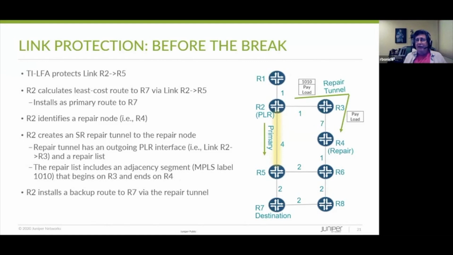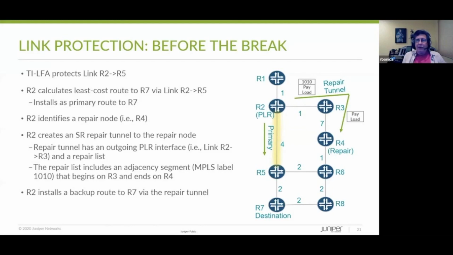Again, R2 calculates the least cost path to R7, and it's going through R2, R5. So it installs that as its primary link. Now, it identifies a repair tunnel. And in this case, it can pick R4 as the repair tunnel, because so long as R2 can get the packet past R3 into R4, R4 can release the packet from the tunnel, and it will get the rest of the way to R7. Notice that this repair tunnel doesn't follow the least cost path from R2 to R4. The least cost path from R2 to R4 is through R5 and R6 across the broken link. So this is a traffic engineered repair tunnel.